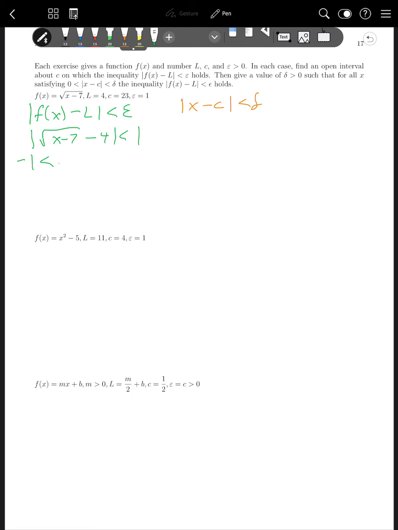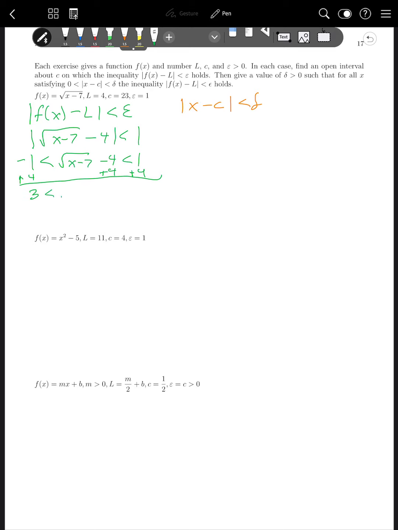So that would be negative 1 is less than the absolute value of x minus 7 minus 4, which is less than 1. And then we can try and start solving down to this idea of x minus c. And we might have to add the c in at the end, or the c might appear. In this case, the c is 23. Okay, so add 4 to all the pieces to start trying to get the x by itself in the middle.